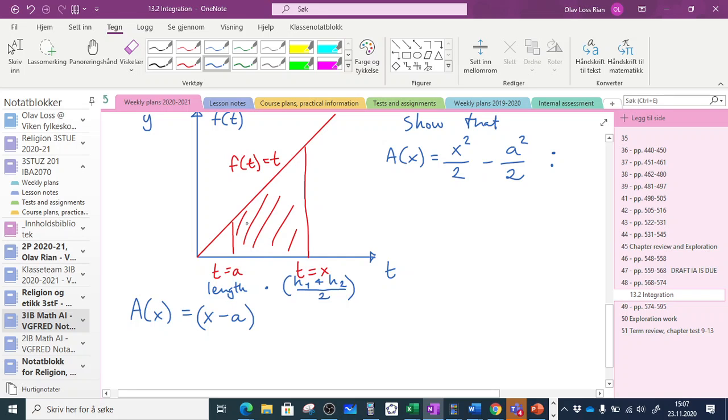Now, the two heights, it might seem like we're in a bit of trouble here, but we know that the heights here must be some sort of function value. So what is the function value when t is equal to a? Well, the function value is equal to t. So that's simple. It's going to be a. And our second height over here, for the t value equal to x, well, the function value is equal to t. So again, the function value is x.